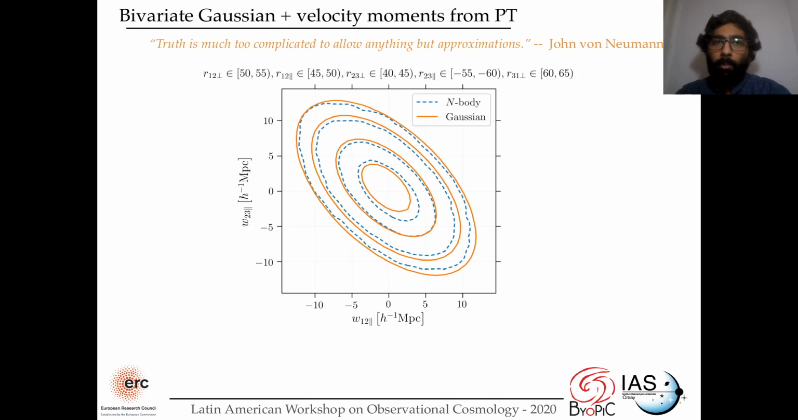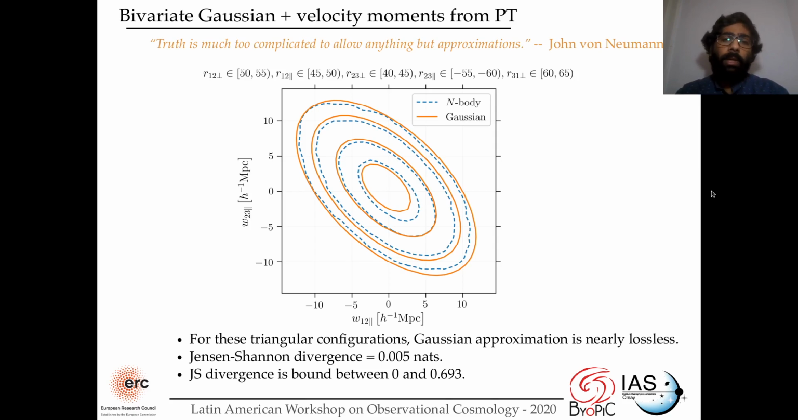As John von Neumann has said, truth is much too complicated to allow anything but approximations. So we wanted to approximate P3 with a distribution, and we chose the bivariate Gaussian distribution. We again show the triangular configuration we have chosen at the top, and the direct measurement from the simulation is given by the blue contour lines, while the Gaussian distribution approximation with the moments from the leading order in perturbation theory is given by the orange.